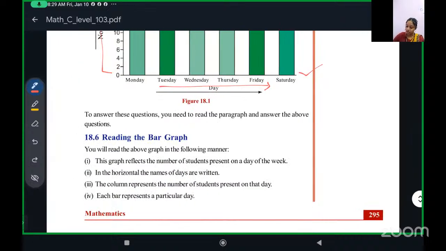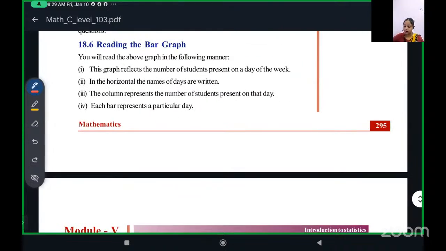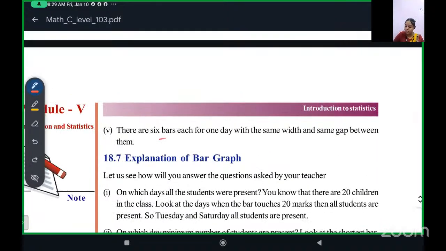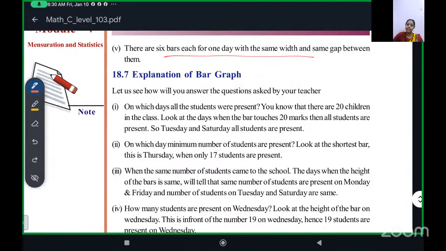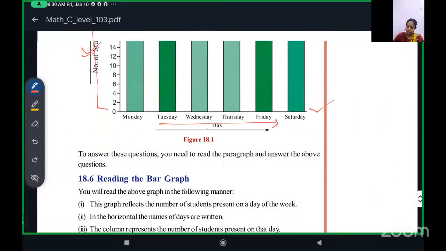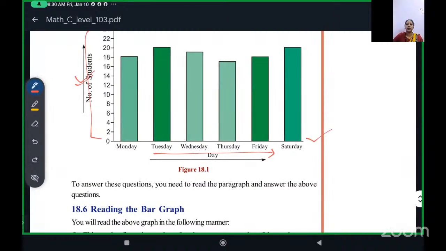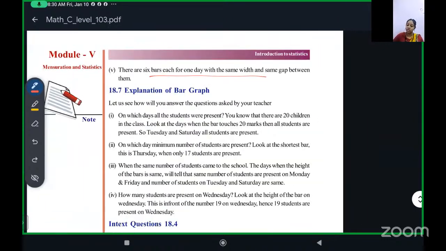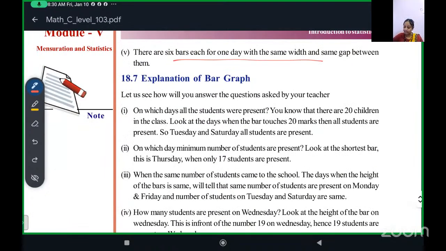Got it? Now, reading the bar graph, each bar represents a particular day. There are six bars, each for one day, with the same width and same gap between them. This gap between them remains the same. It has the same width, but the height is different, according to the data that we have.